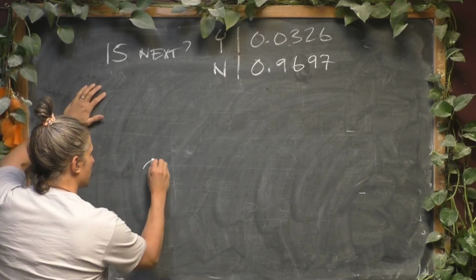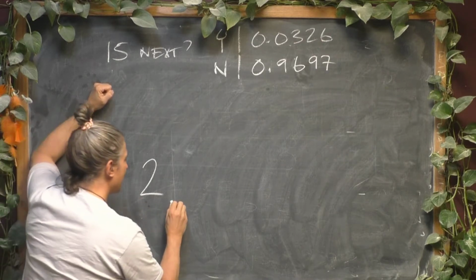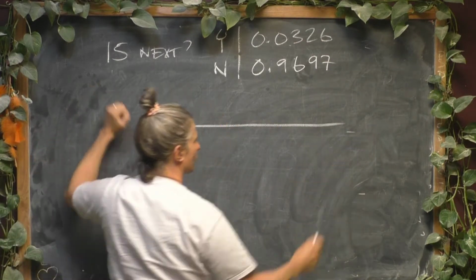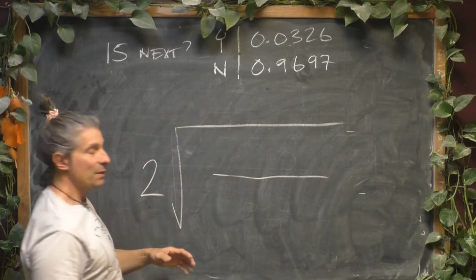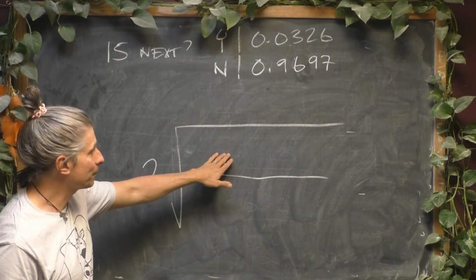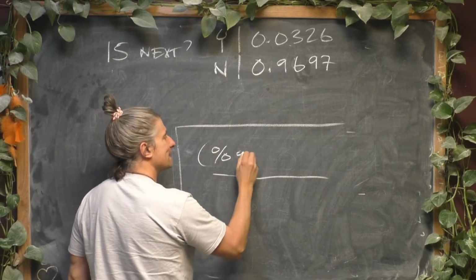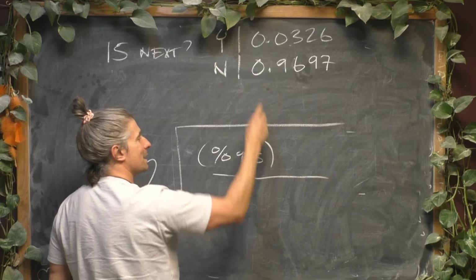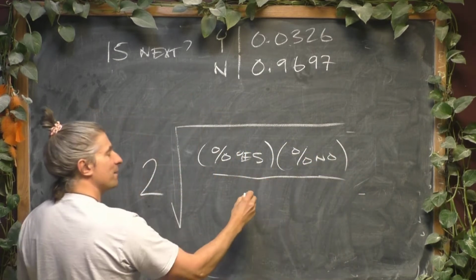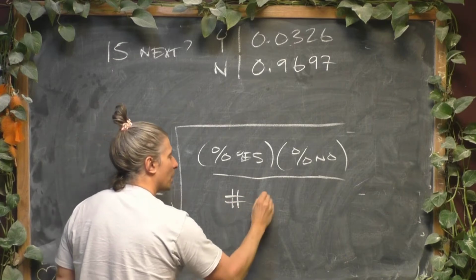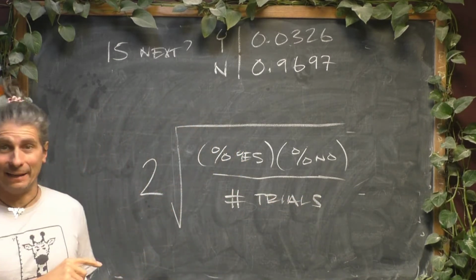It starts with the number 2. And we'll study why that number 2 is there in later stat classes. Then it's a big square root. Under the square root is a fraction. The fraction in the numerator, you take the percent of yeses times the percent of no's, and then you divide that by the number of trials that your experiment had.